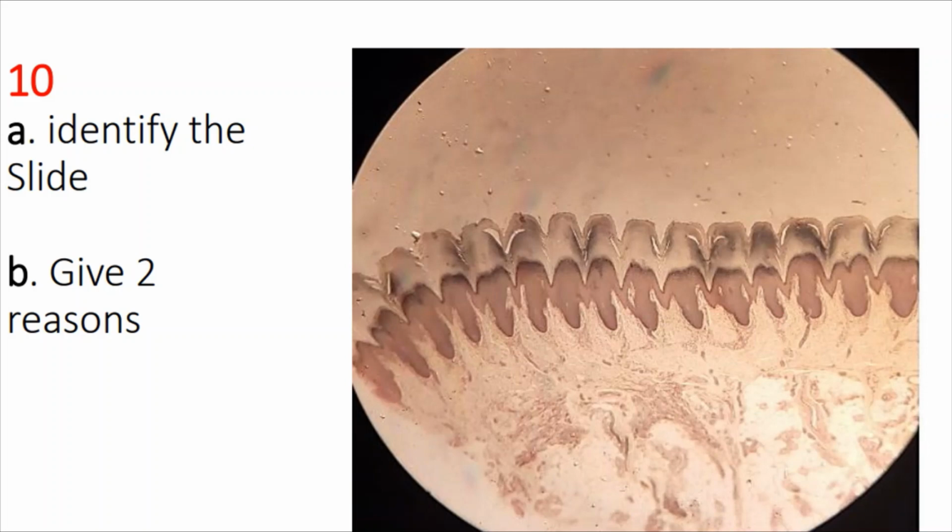Identify these slides. This slide is thick skin. How do you know? Number 1, it has a large layer of keratin. This part here, the stratum corneum, is big compared to the rest of the epidermis. So a large corneum layer.